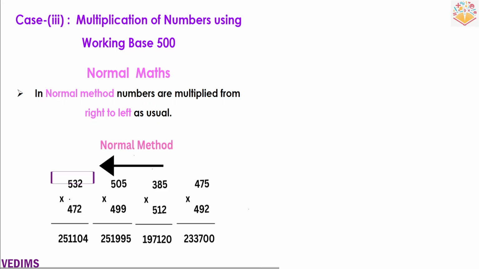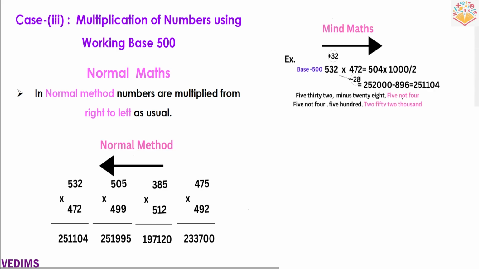532 into 472 comes out to be 251104. 505 into 499 will be 251995. 385 into 512 is 197120. 475 into 492 is 233700. It's a lengthier procedure. Let us see how quickly you can get it by using mind maths.